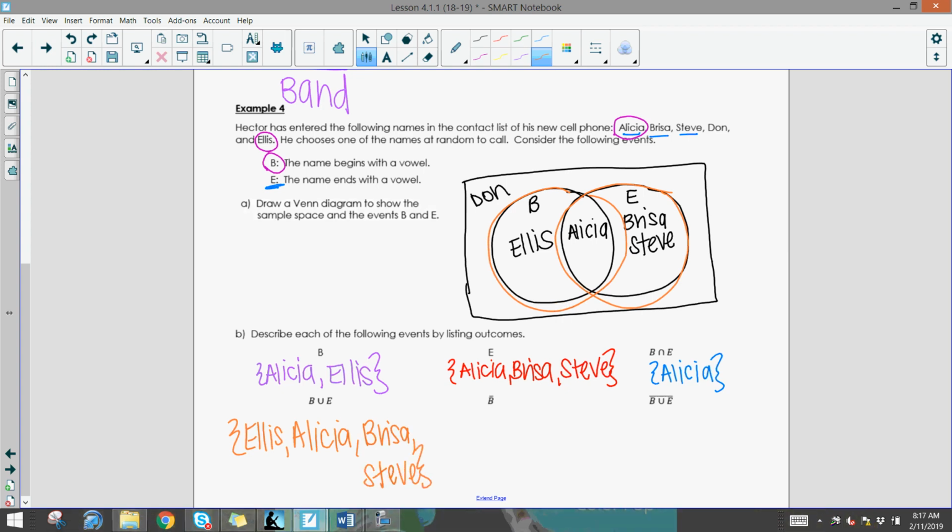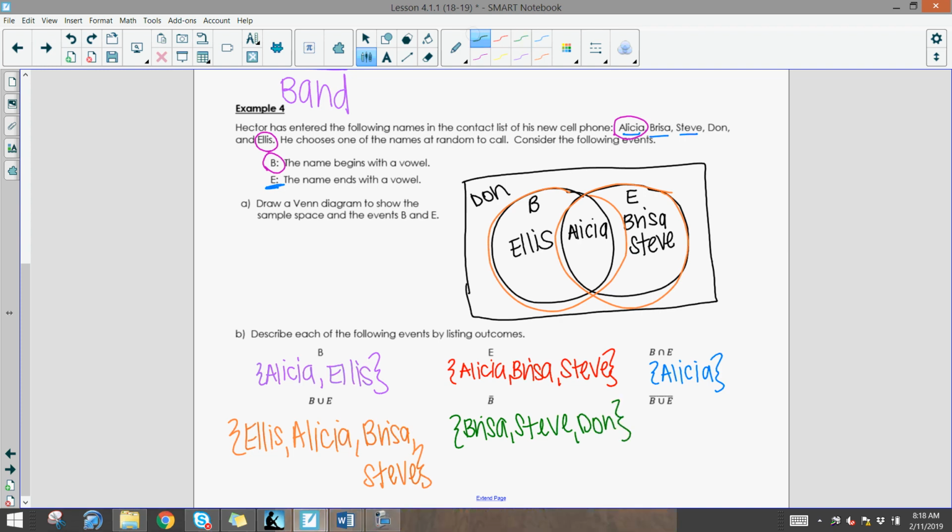Okay. Awesome. Okay, and then not B. So you guys, we already did B. Use that to your advantage. If B is Alicia and Ellis, that means not B is everyone else. So not B would be Brisa, Steve, and Don.